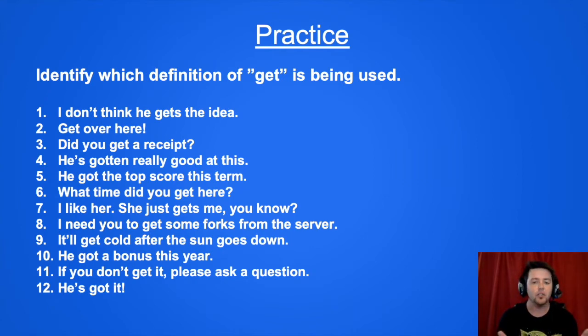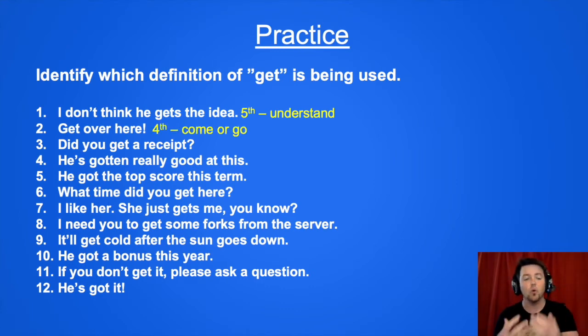All right, let's have a look at these answers. Number 1, I don't think he gets the idea. This is the 5th definition, meaning to understand. And you can substitute this word. I don't think he understands the idea. Number 2, get over here. This means to come or go. So get over here, come over here.